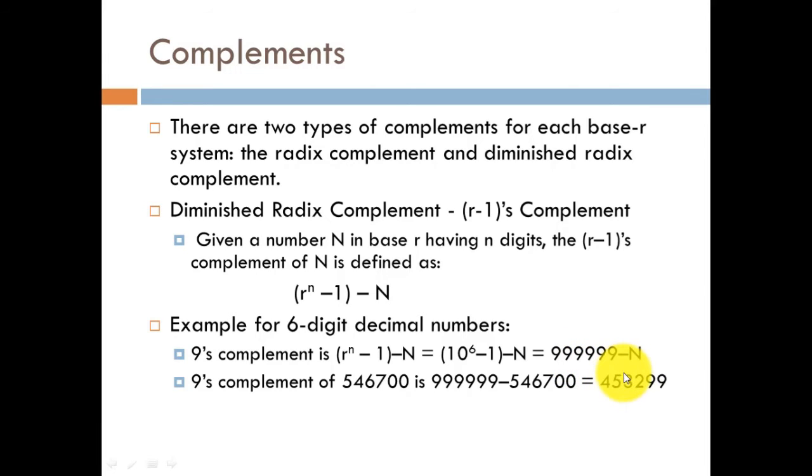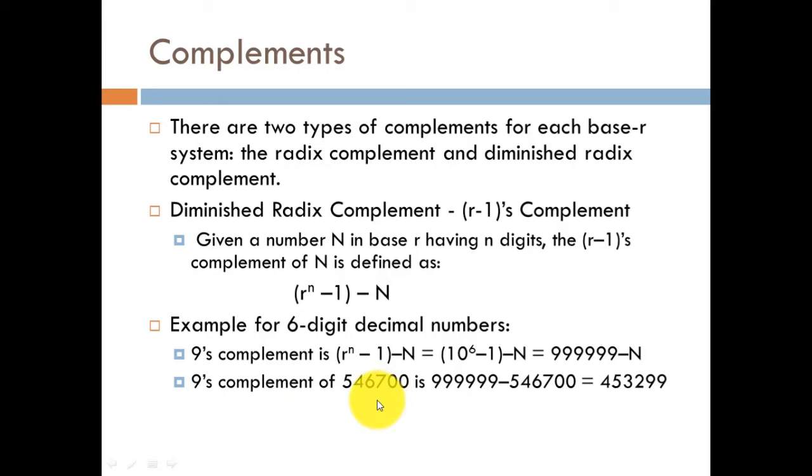You just need to understand that if you need to calculate the 9's complement, you need to subtract that number from 999,999, or you could say that the number of 9's will be equal to the number of digits in your number. So you need to subtract the individual digits from 9, and whatever you are left with will be the 9's complement, or your R minus 1's complement.